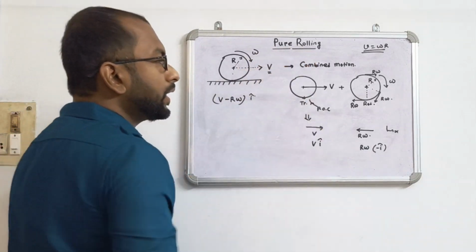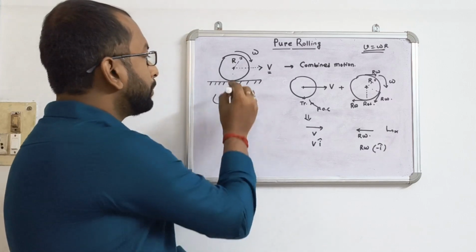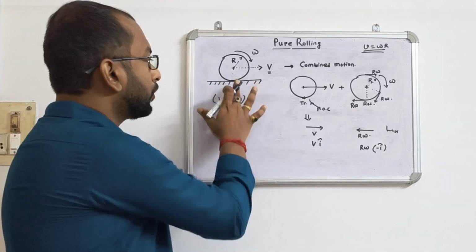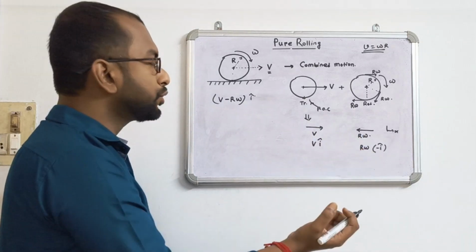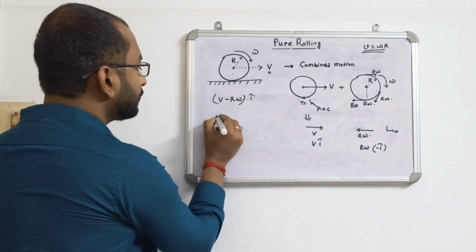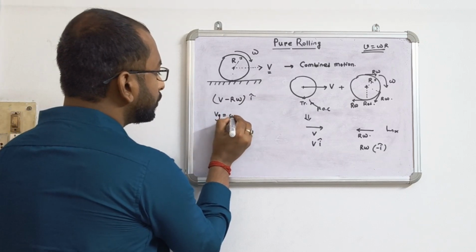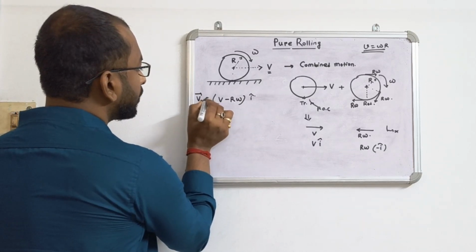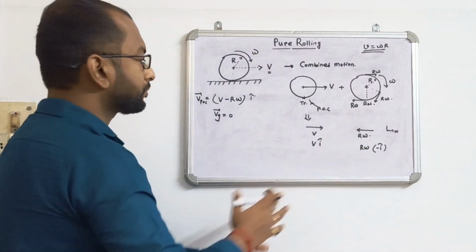Now the rolling tells that the point of contact should not have any slipping, or the point of contact should not be slipping with respect to the ground. If the ground is fixed, the velocity of the ground is 0, and the velocity of the point of contact, POC, is this one we are getting by this.